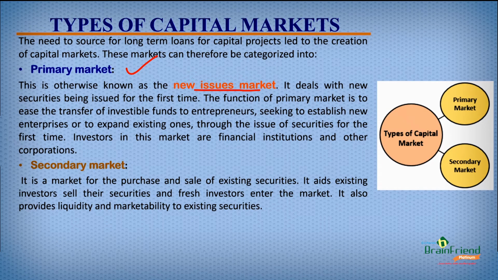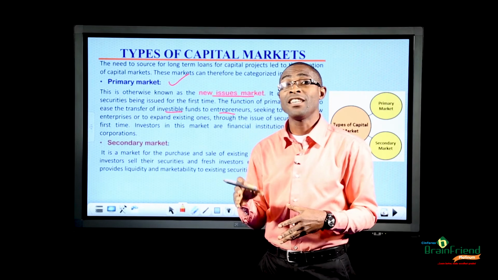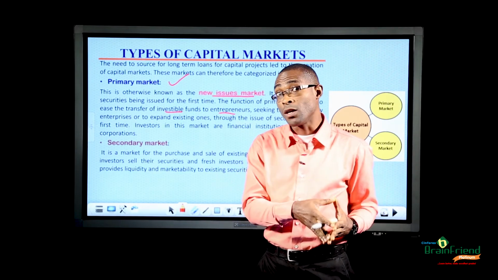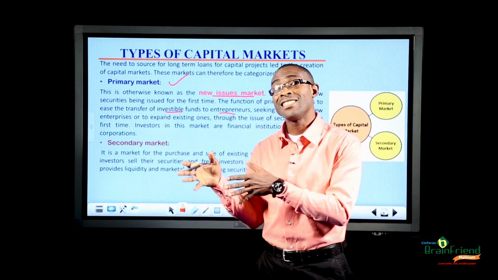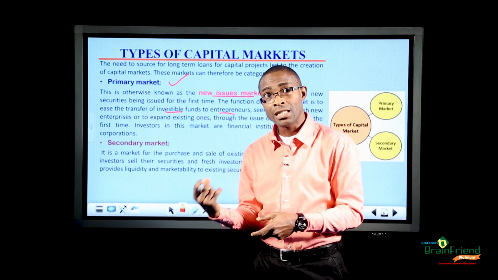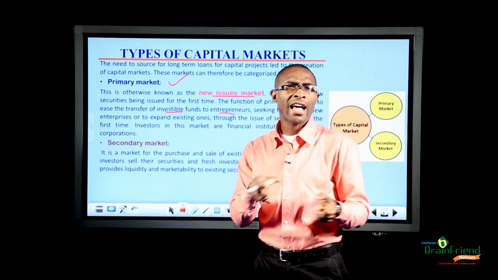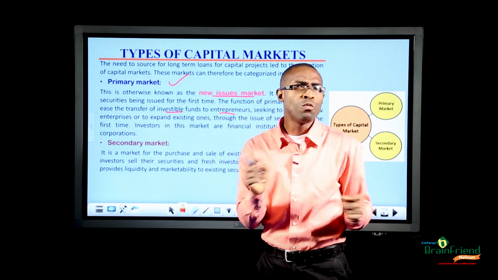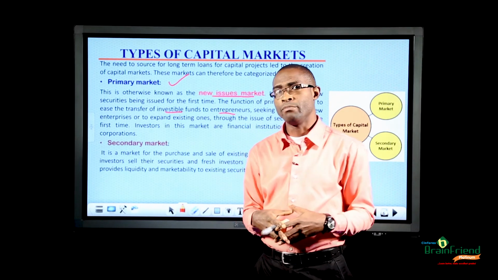This market helps in the transfer of investable funds to entrepreneurs seeking to establish new enterprises. It is important to note that securities provide some sort of ownership when they are bought. So when a company is selling shares and an individual buys such shares, that individual, after purchasing these shares, becomes an owner or one of the owners of the business.